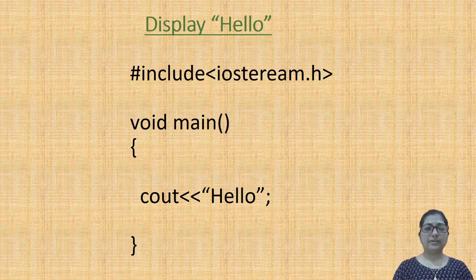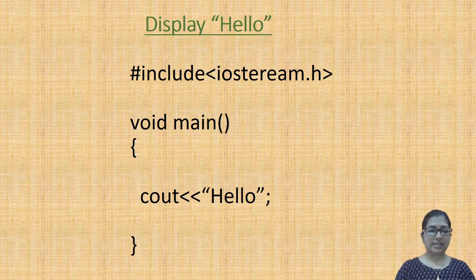Here we have a simple program to print hello on a screen. For that, we have to write #include iostream.h, then void main, functional brackets, then opening and closing brackets. In between opening and closing brackets, we had written cout less than double quotes, hello, double quotes and semicolon.